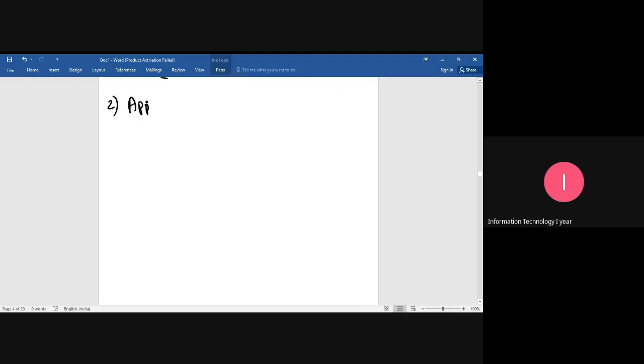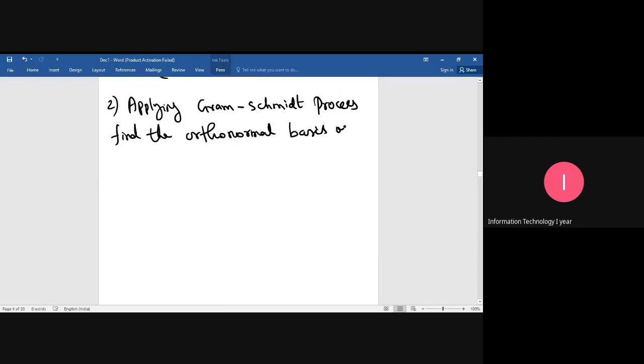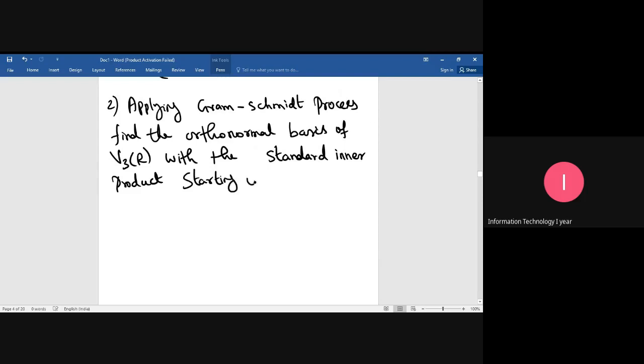The second question: applying the Gram-Schmidt process, find the orthonormal basis of R3 with the standard inner product, starting with the following bases. Actually here we have two questions.